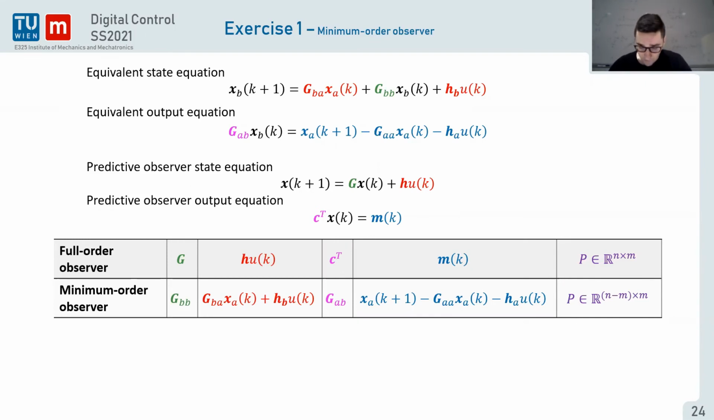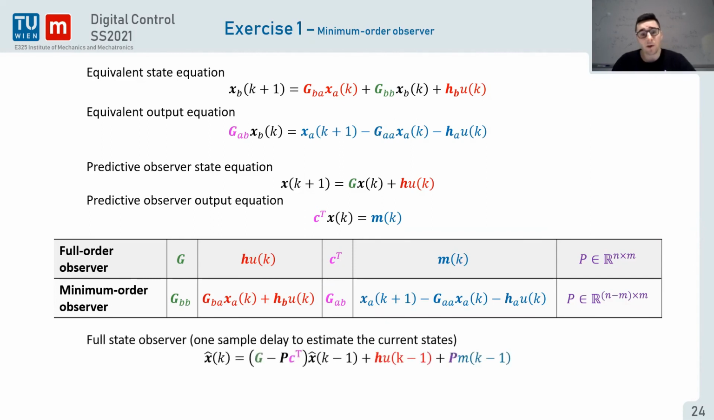Also take a look at this P gain here. It's not N by m now, it's N minus m by m. So to put it differently, this is now the number of elements in xB, the cardinal of xB, the size of xB if you want. Here it was the size of x, which is equal to xA and xB, so in a matrix form, xA and xB. The only difference is that I can use exactly the same theory as before for the predictive observer, but the matrices are now different. This is the only difference.